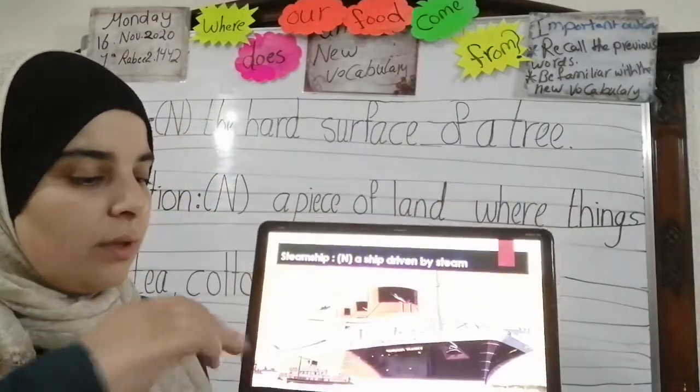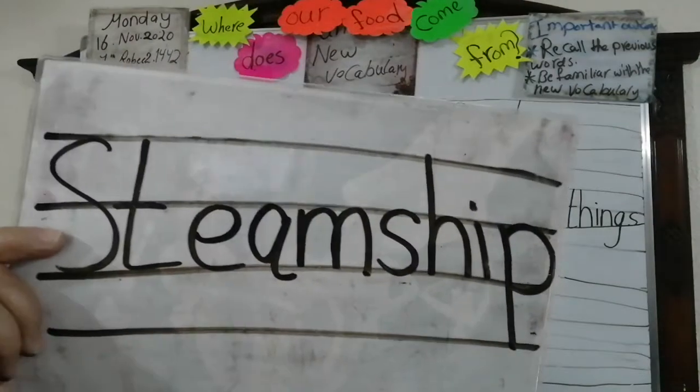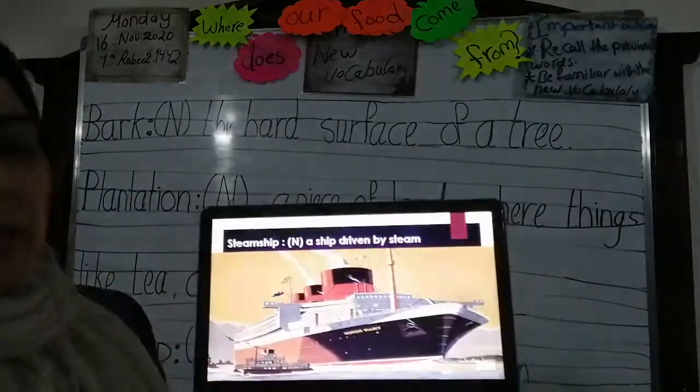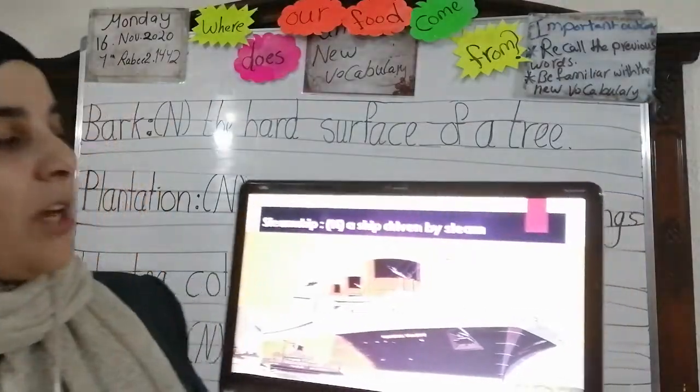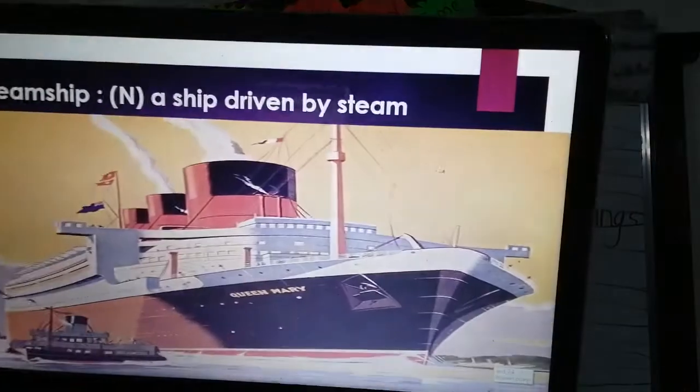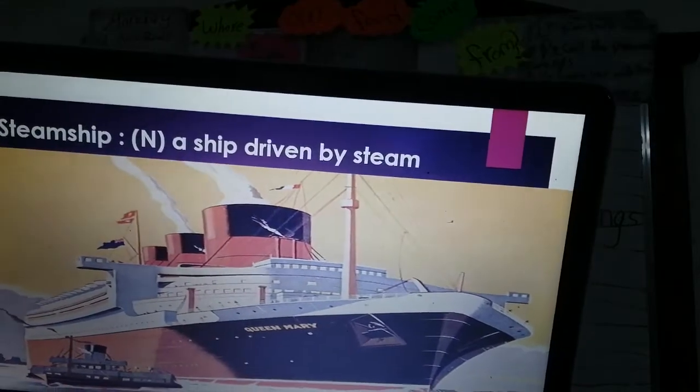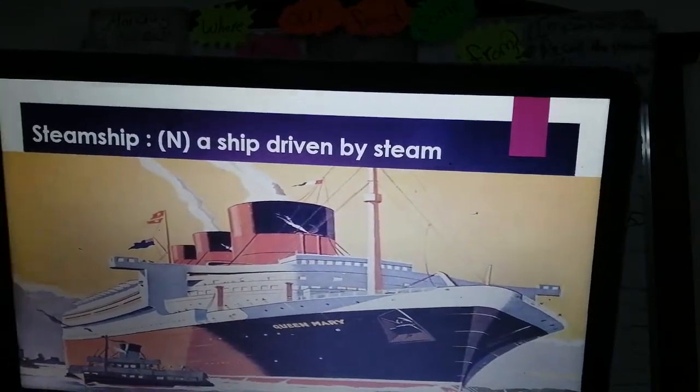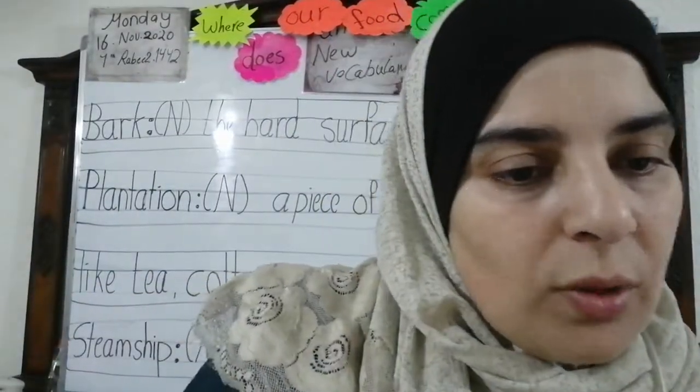Steamship. Look at this one here. What do you mean by steamship? It is a noun, a ship driven by steam. Look at this white smoke. This is steam.